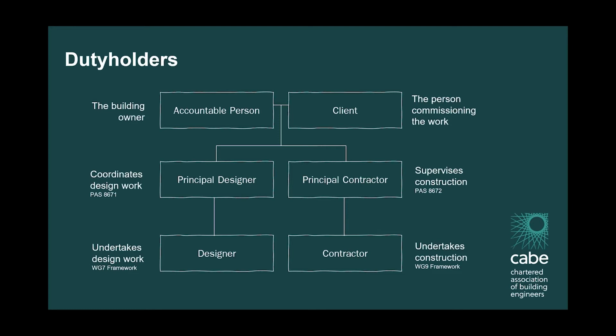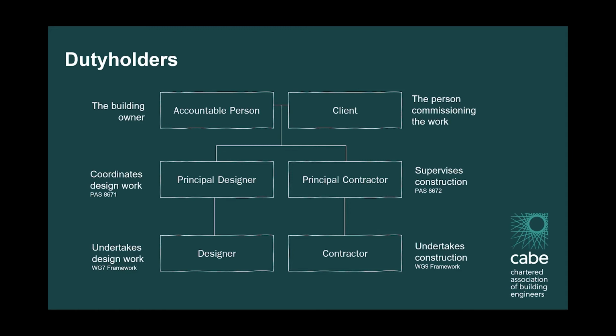As I said, the accountable person is the building owner or the person responsible for safety. Client is the person commissioning the work. The principal designer coordinates the design work and design phase, but still has an ongoing role throughout the rest of the project. The designers are typically the people who undertake design work. And then in the other branch, we have the principal contractor who supervises construction, and contractors who are those parties who undertake construction work.